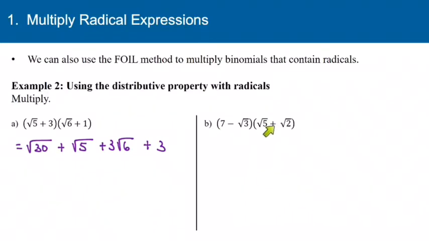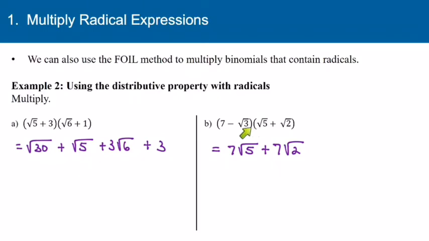Now let's look at part B. So again, we have a binomial times a binomial, so we would need to use the FOIL method. First times first would be 7 times the square root of 5. Outer times outer would be 7 times the square root of 2.